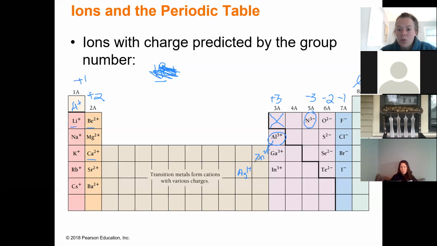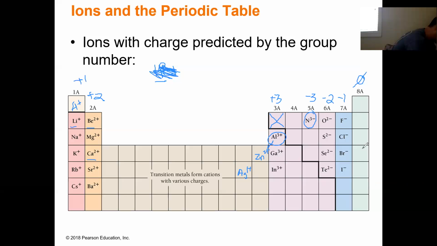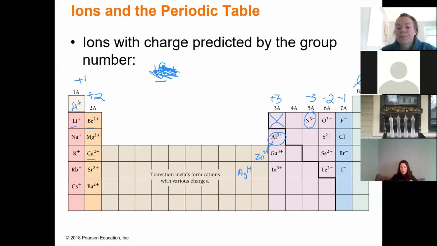So 3, 2, 1. You do need to know those, 3, 2, 1. You do want to know those charges, that they're predictable. So we've got our +1s, our +2s, our +3s, our -3s, our -2s, our -1s, and then we've got 3, 2, 1.